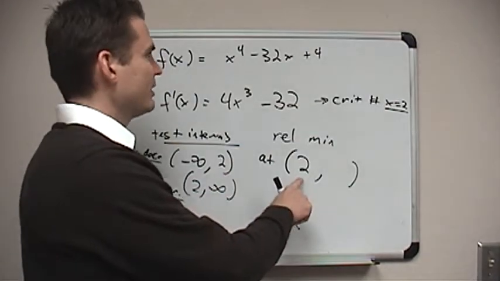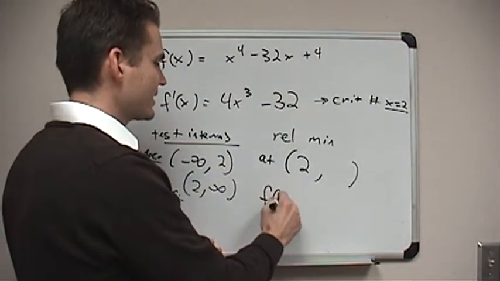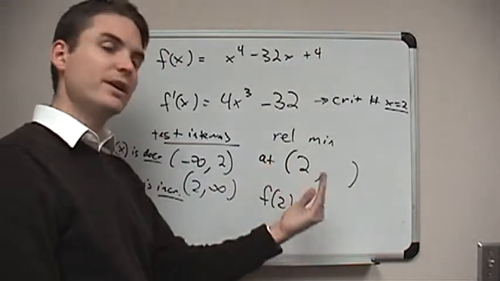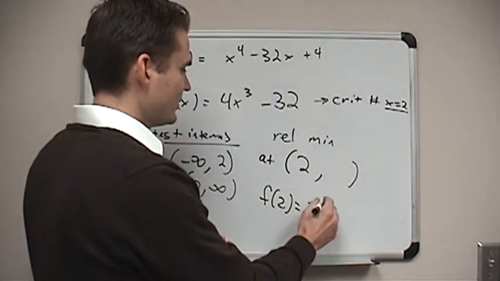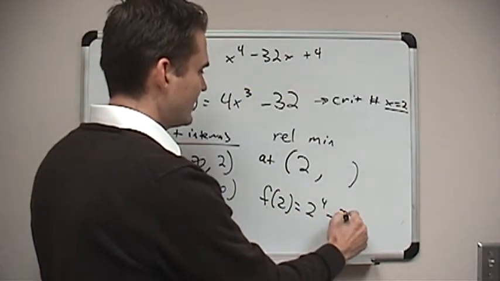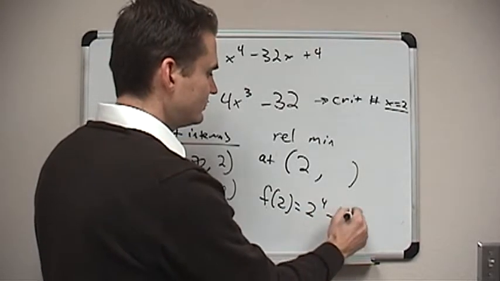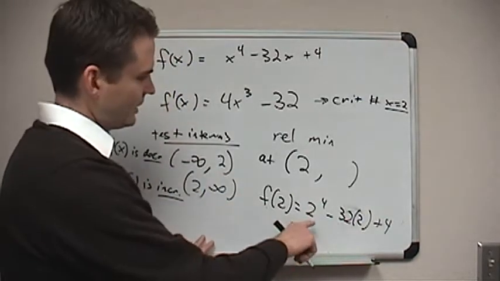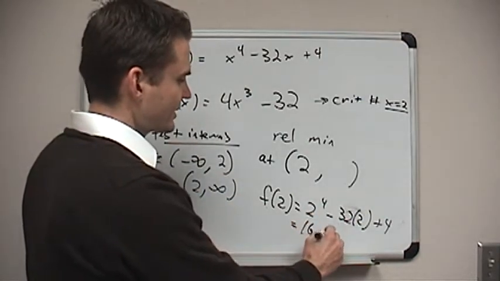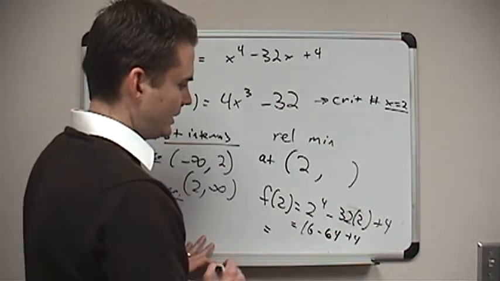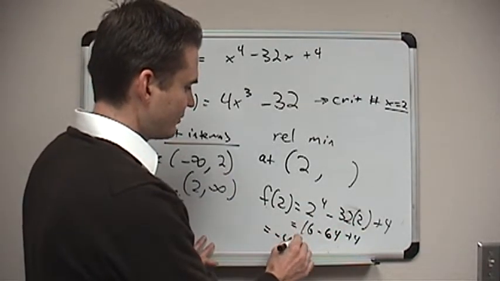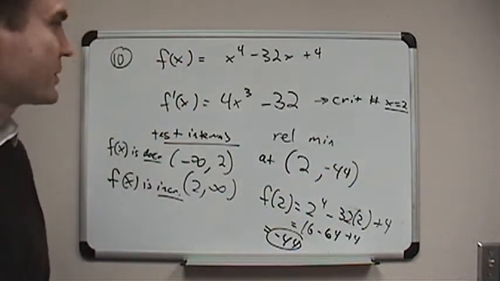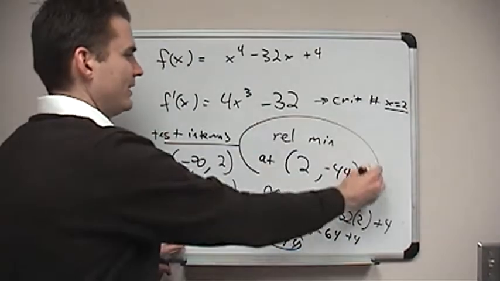Well, we know the critical number. We just need to find the y value, right? So what is f of 2? Okay, we're actually putting 2 into the original function because we want the y value that goes with x equal 2. Okay, so I take 2 to the 4th minus 32 times 2, plus 4, okay, yeah, pretty big number here. Let's see, 16 will be 16 minus 64 plus 4. Let's see, negative 4. It should be like a negative 44. Okay. So at the point 2 comma negative 44, our function will have a relative minimum. Okay. So that's it.